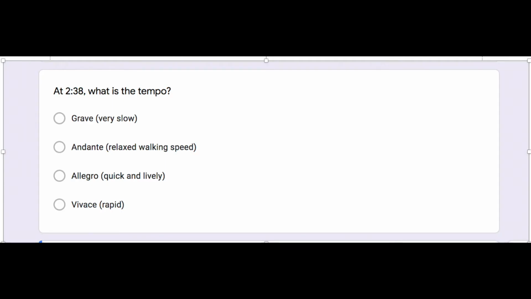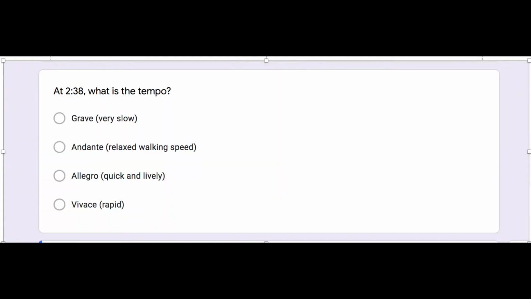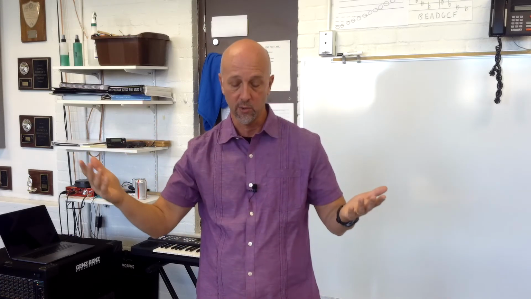You could also ask a question such as, at minute 2:38, what is the tempo? And I know you're thinking, well, my students don't necessarily understand what the word allegro means, what the word andante means, but you could have one of the choices be allegro, and then next to it in parentheses you could have quick and lively. And not only are you getting them to listen to high quality music and absorb those types of things, but then you're also working terminology, so that's cool.